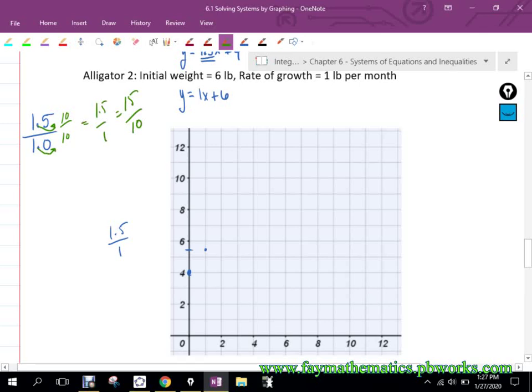What divides both those? 5. How many times does 5 go into 15? 3. How many times does it go into 10? 2. So is 1.5 over 1 the same thing as 3 over 2? Now, why is 3 over 2 better? Because now I can go up 3, 1, 2, 3, and over 2. Up 3, over 2. Okay? Is that all right?